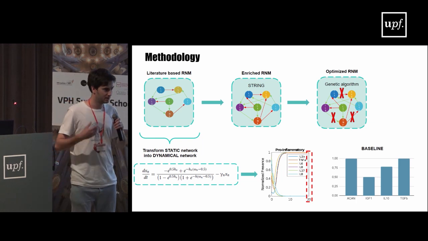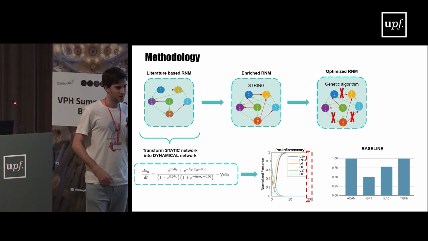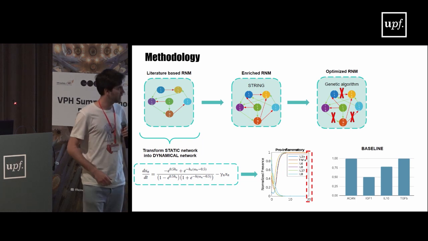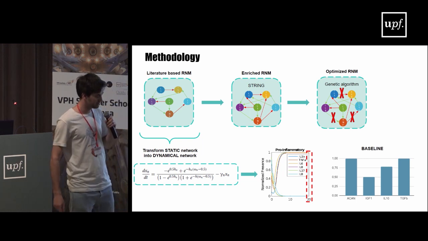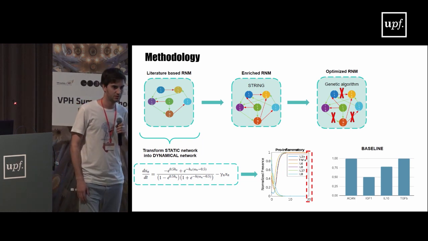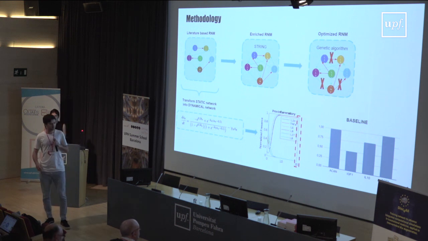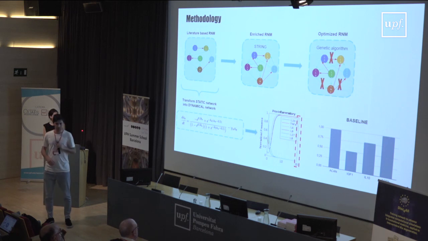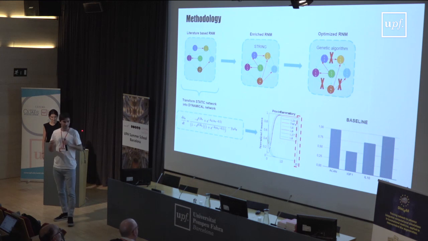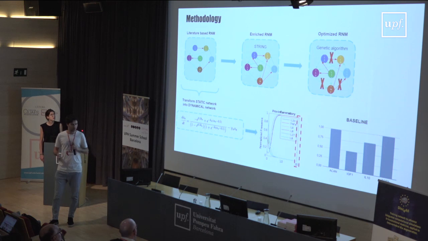But we thought that we still could optimize our network by simplifying the topology. For that, we used a genetic algorithm, which is a kind of algorithm that uses a Darwinian approach in the sense that it generates new networks by introducing mutations to those networks and computing a fitness. We used 10 different fitness functions, and we generated 100 networks for each fitness function. So we ended up with 1,000 networks.